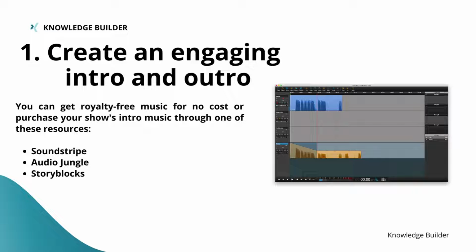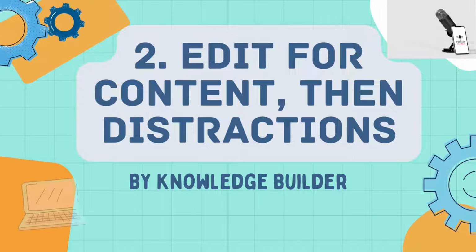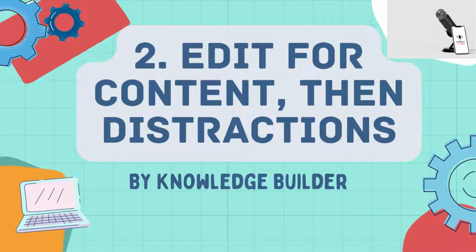2. Edit for content, then distractions. Edit for content on your first pass and work on noise issues, or other distractions on your second go-around. If you focus on noise issues too early, you might polish sections you remove later on. Focus on getting the content right first, then double back to fix audio issues.